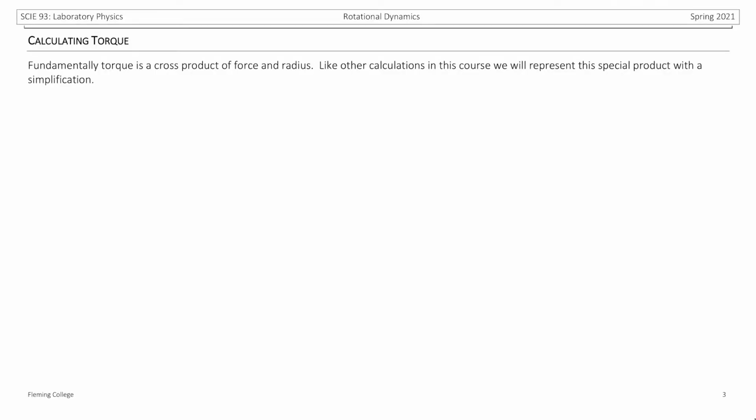Now we have to look at calculating a torque. Fundamentally, torque is a cross product of force and radius. This is a special way of multiplying vectors. It would look like this. The torque, represented by the Greek letter tau, and it is a vector quantity, would be calculated by taking r, the radius vector of the rotational motion, and cross-producting it with the force vector, which is the applied force.